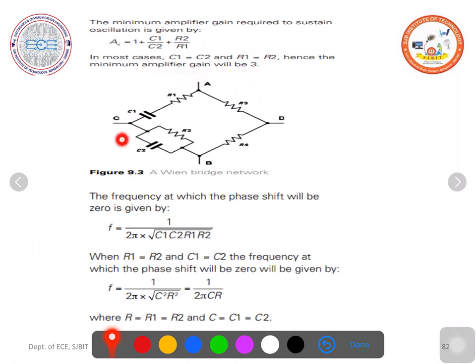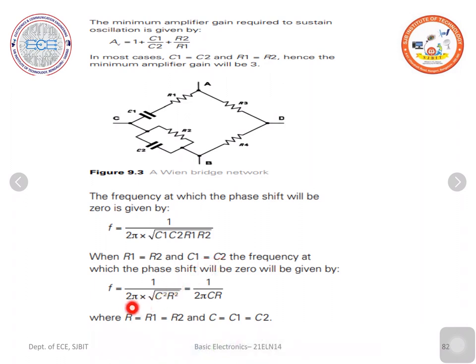The frequency at which the phase shift will be 0 is given by f is equal to 1 by 2 pi into square root of C1 C2 into R1 R2. Suppose R1 is equal to R2 is equal to R, C1 is equal to C2 is equal to C, the frequency is given by f is equal to 1 by 2 pi square root of C square into R square. If you simplify, f is equal to 1 by 2 pi CR.